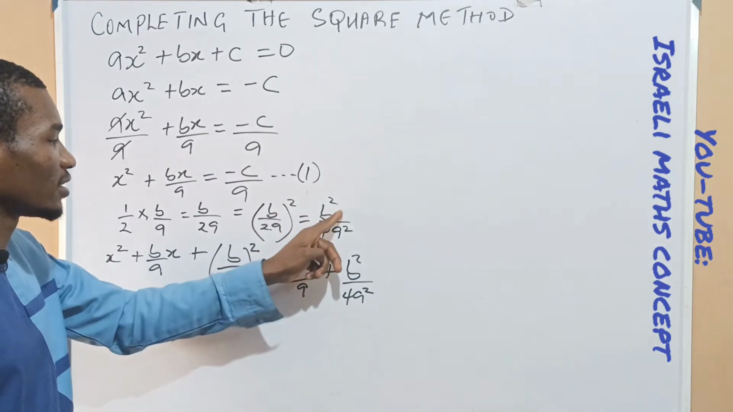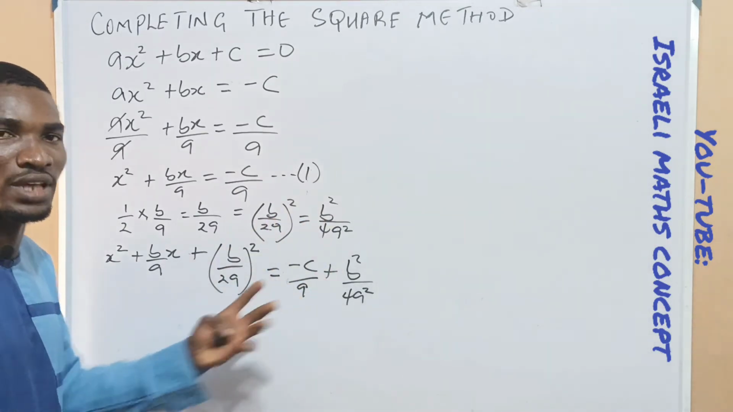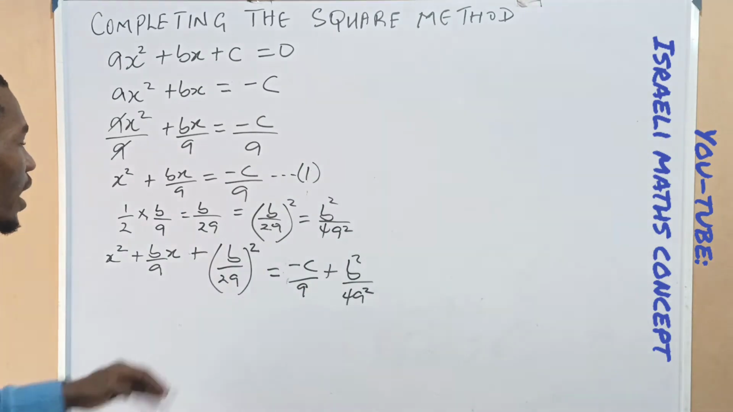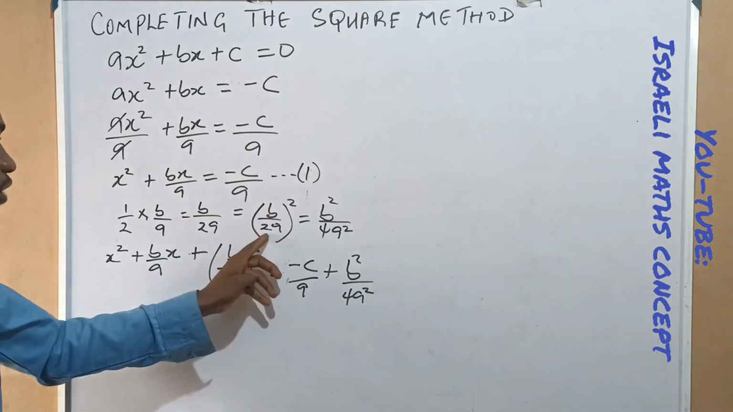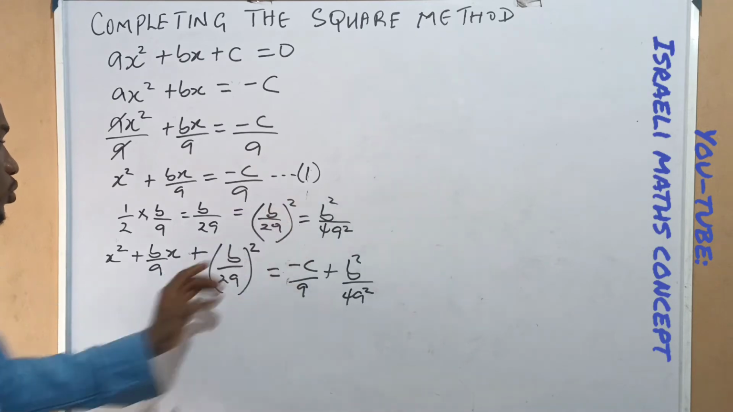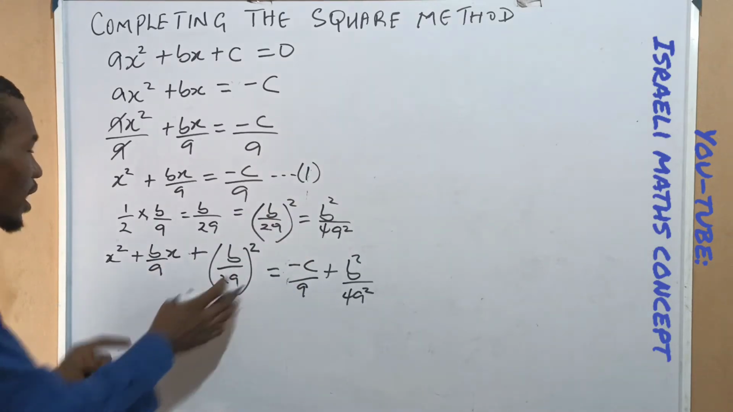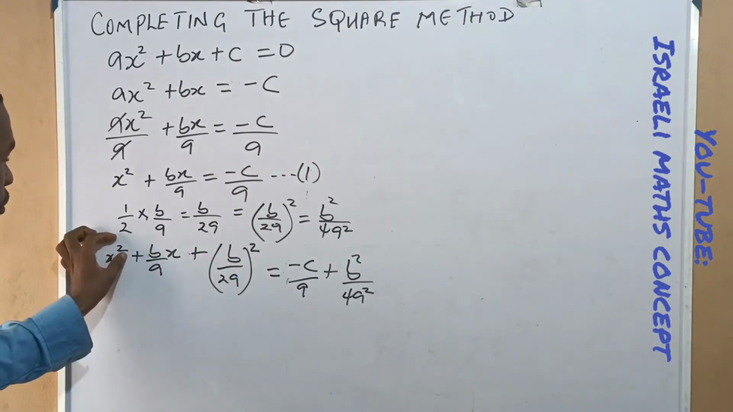So whether I add this or this to both sides of the equation, they are the same thing. But the reason why I choose to add b over 2a all raised to the power of 2 to this side is because I observe that my x has the power of 2.